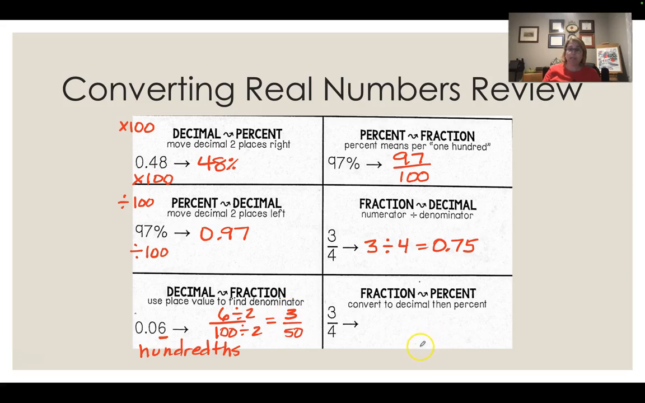Last but not least, we have how to go from a fraction all the way to a percent. So now remember, to go from a fraction to a decimal, we did 3 divided by 4. We got 0.75. Now I have a decimal and I want to go to a percent. So we multiply by 100 and we get 75%.